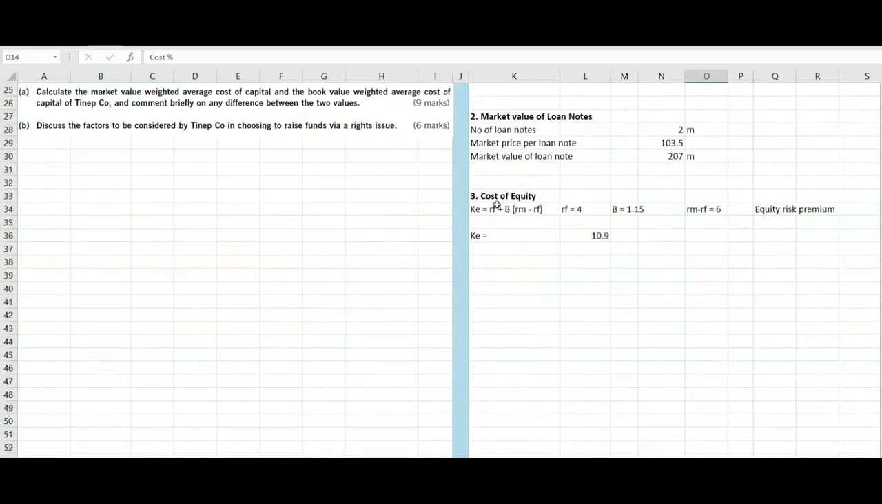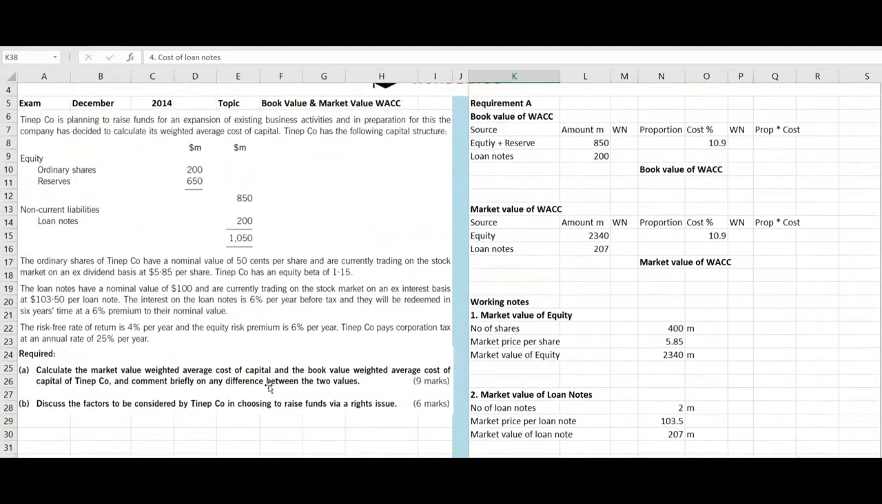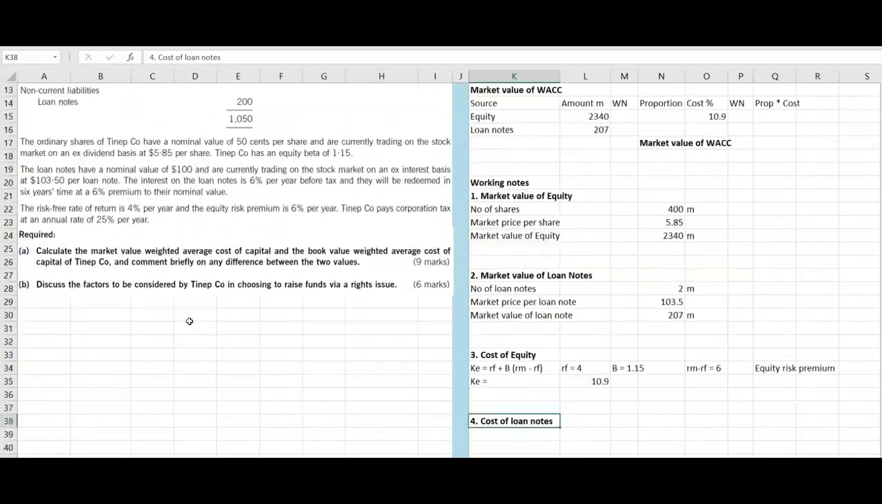Now our last step is to find out the information regarding the loan notes. So we'll have to search for it. Loan notes information is in this paragraph, where the loan notes have a nominal value of 100 and are currently trading on a stock market on an ex interest basis of 103.5 per loan note. The interest on the loan note is 6% before tax, and they will be redeemed in 6 years' time at a premium of 106% to their nominal value.